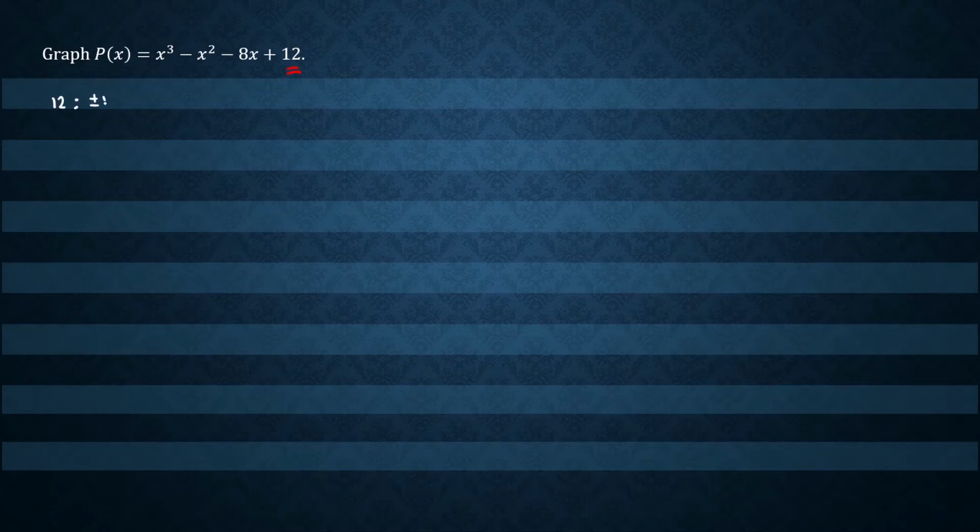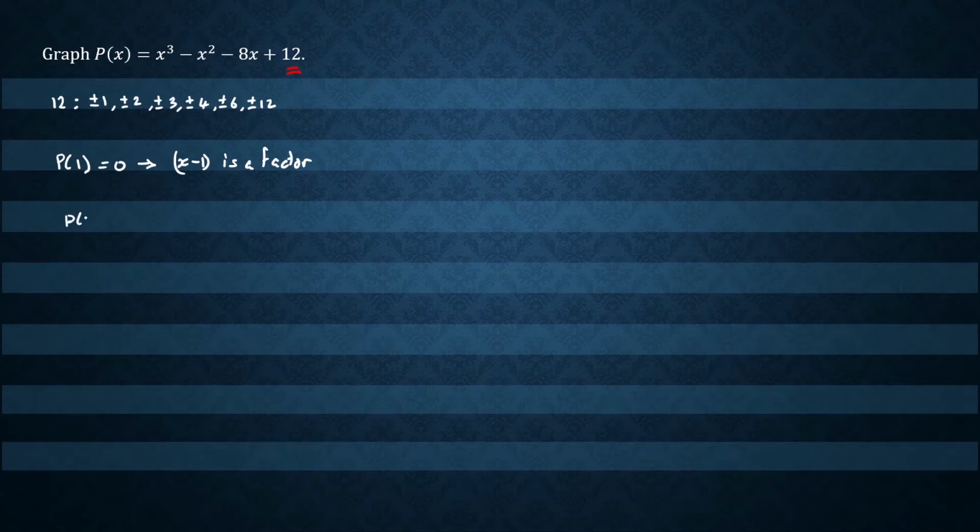We have plus or minus 1, plus or minus 2, plus or minus 3, plus or minus 4, plus or minus 6, plus or minus 12. So we can just start by checking P1. And if P1 equals 0, that would tell us that x minus 1 is a factor. So we'll try P1 first.